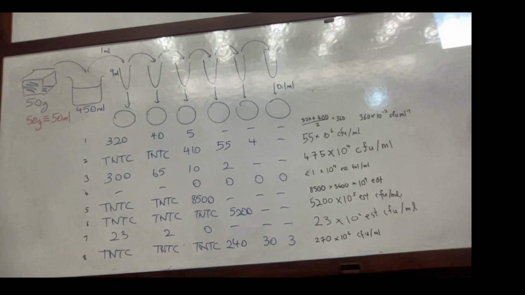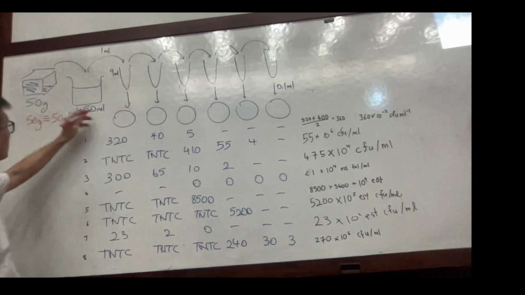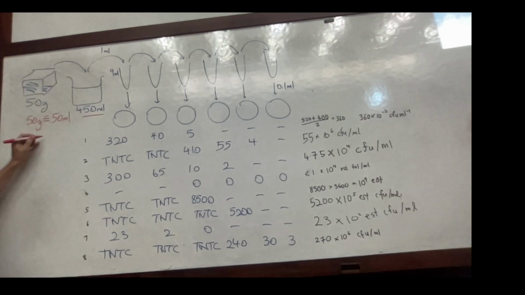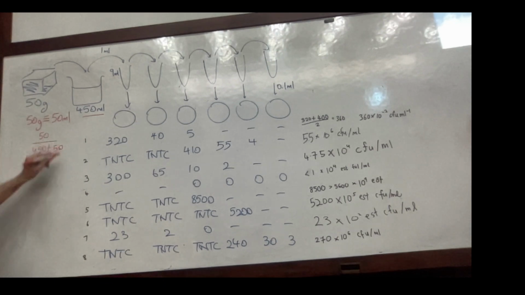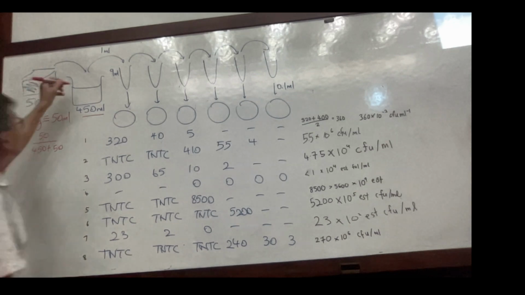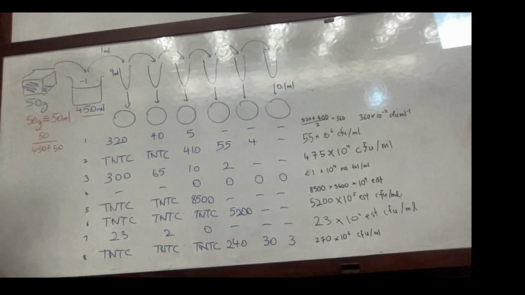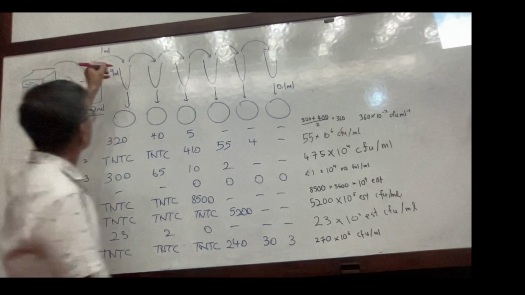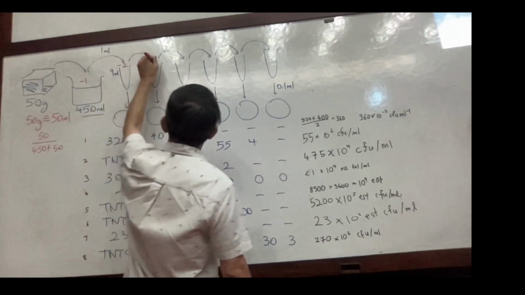Let's assume 50 grams is 50 mils. Okay, so that means the first step will be 50 in 450 plus 50. That's already a 10 times dilution. Very straightforward, right? So it's a minus 1. That's all. And this becomes minus 2, minus 3.